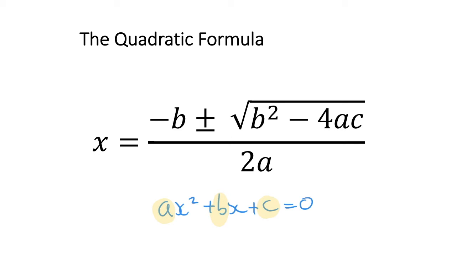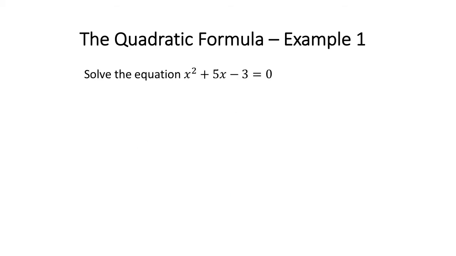So let's have a look at an example of how we can apply the quadratic formula to solve a quadratic equation. In this example, we want to solve the equation x squared plus 5x minus 3 is equal to 0. The first step is to identify the a, b, and c values. The a value is the value in front of x squared, and when there's no value there, that is a 1. So a is equal to 1.